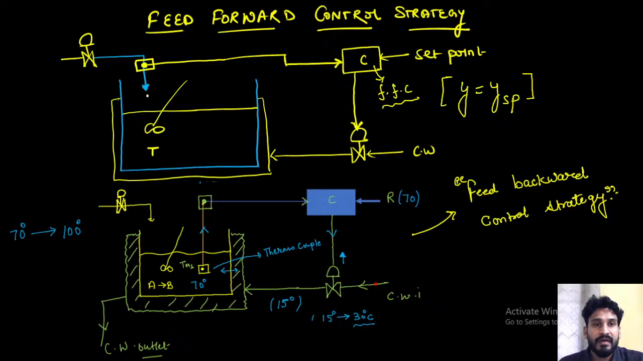That's it. But here, this variation can be in anything. This variation can be in the flow rate, in the temperature, in any parameter. It is clear. This variation may be in the pressure. So this is the measurement actually. So this measurement is in the feed forward.